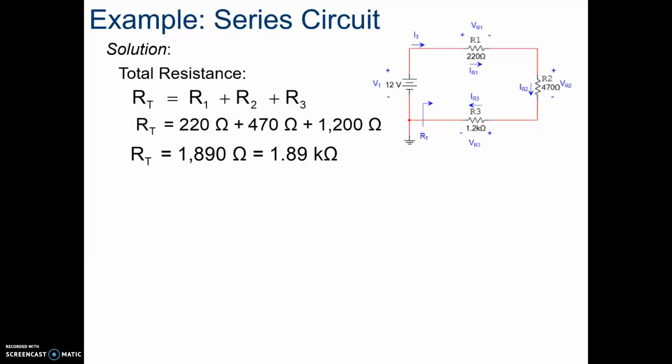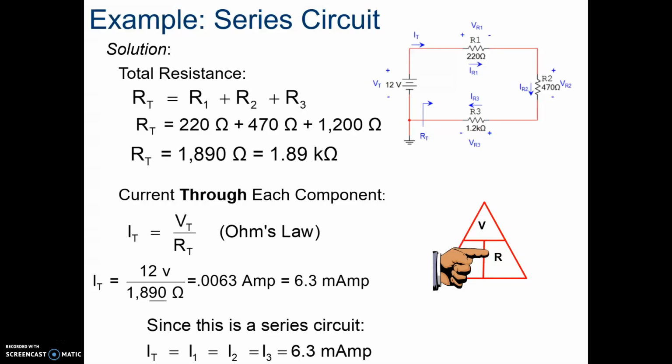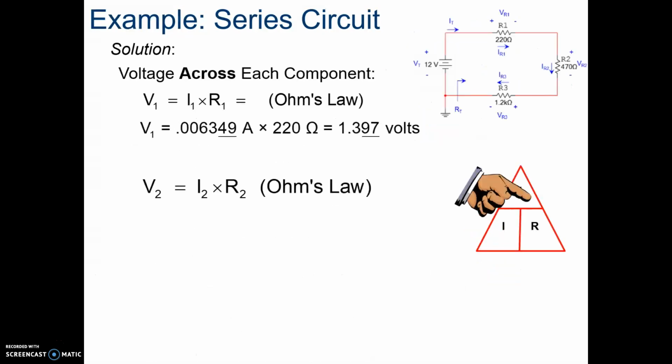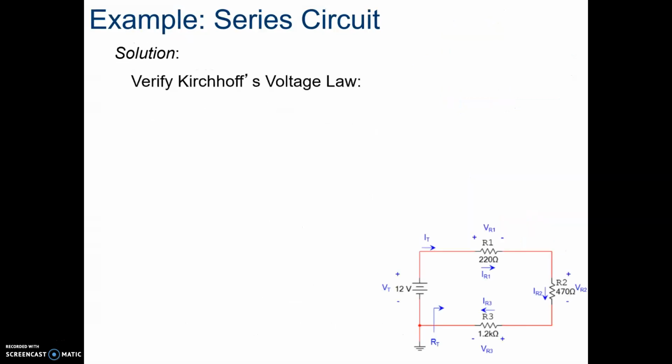So look at the numbers here for a second. Total resistance, we got the same answer, 1.89 kiloohms. Current passing through each one, well, it's the same current through all, so 12 volts divided by 1.89 kiloohms, or 1,890 ohms, and you get 0.0063 amps, which could also be written as 6.3 milliamps, like I showed you yesterday. And then I total equals I1 equals I2 equals I3. Voltage across each one: 1.397 volts across R1, I think we were pretty close to that yesterday, 2.984 volts across R2, and of course for the last resistor R3, the voltage drop was going to be 7.619 volts.